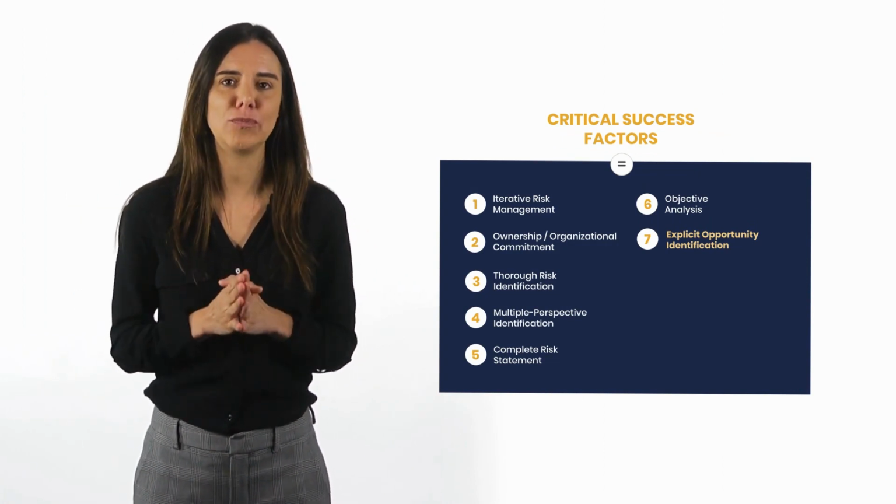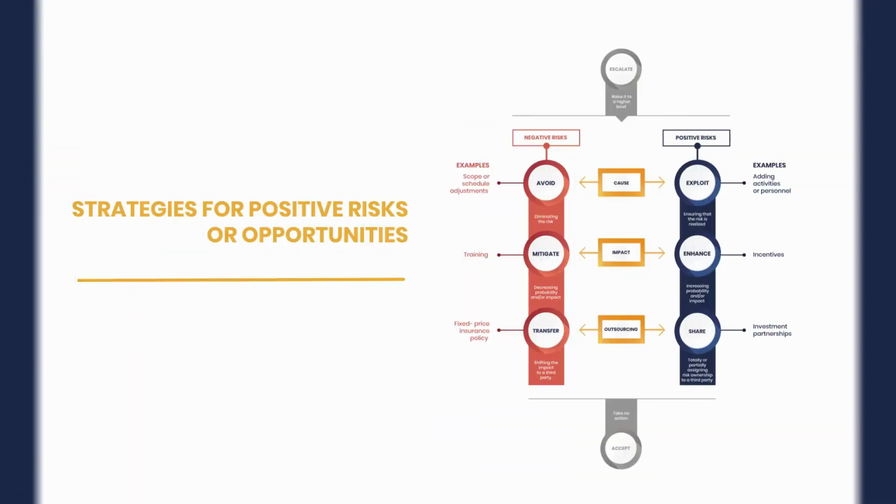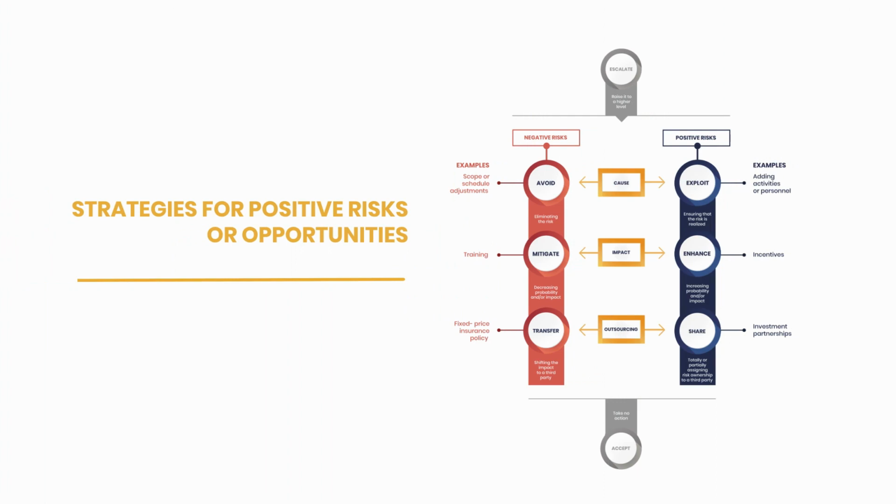The seventh critical success factor in our top 10 list is explicit opportunity identification. We must remember that a risk can have a positive impact on our project if it's correctly managed. The following are response strategies for positive risks or opportunities. Exploit, which involves using all resources to cause the risk to materialize. Enhance, which involves increasing the risk's probability of occurrence and/or its impact. Share its management and benefits with a third party. And accept, which doesn't require any action.